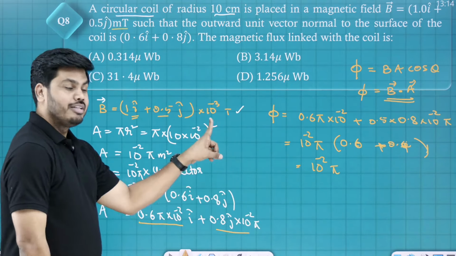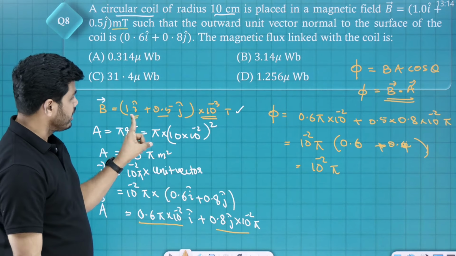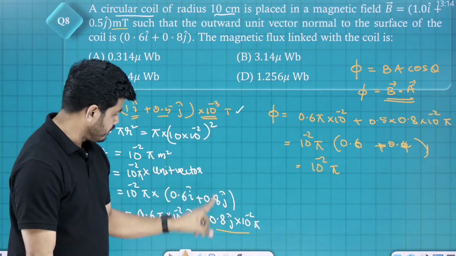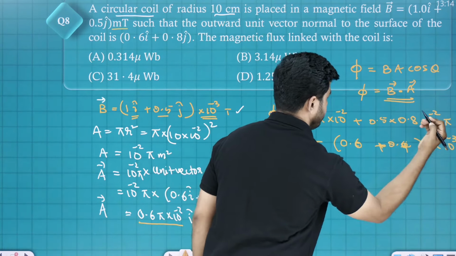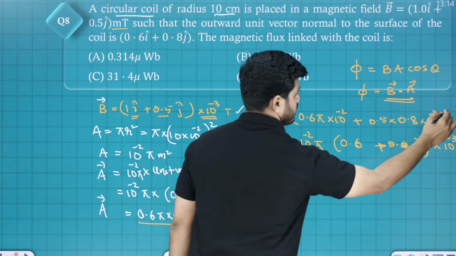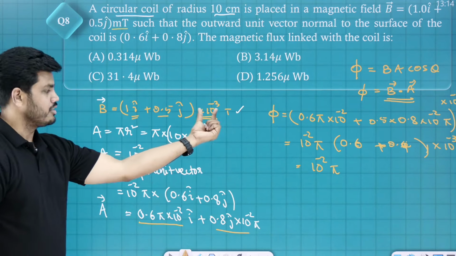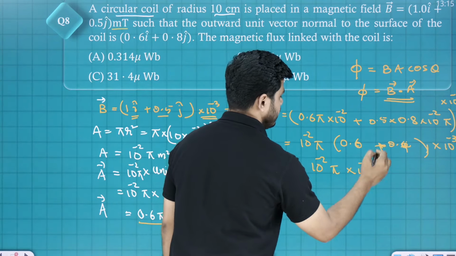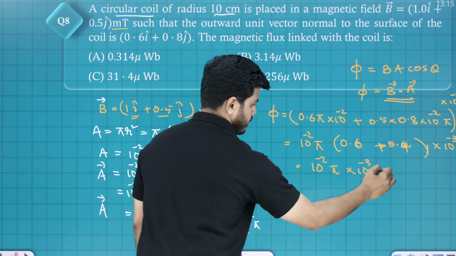Wait, and that is what I told you. There will be a 10 raised to minus 3 from the magnetic field, which was in millitesla. This part we didn't consider. So altogether there will be a 10 raised to minus 3 here, and this also. Yes, into 10 raised to minus 3. Sorry, not Tesla, it is Weber, right?